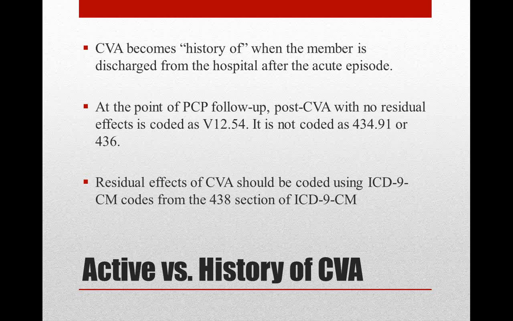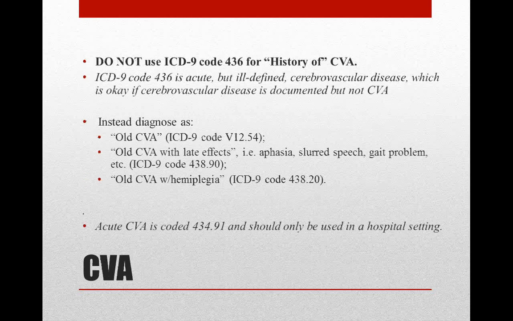Those are the ones where the person has residual effects from their stroke. So we're not going to use the 436 history of CVA. That's an acute but ill-defined cerebral vascular disease. Instead, if they have no residual effects, we want to use the V12.54. If they have the late effects, that's the ones that risk adjust. We want to use the aphasia, slurred speech, gait problem, whatever. We want to use that 438 series or hemiplegia.